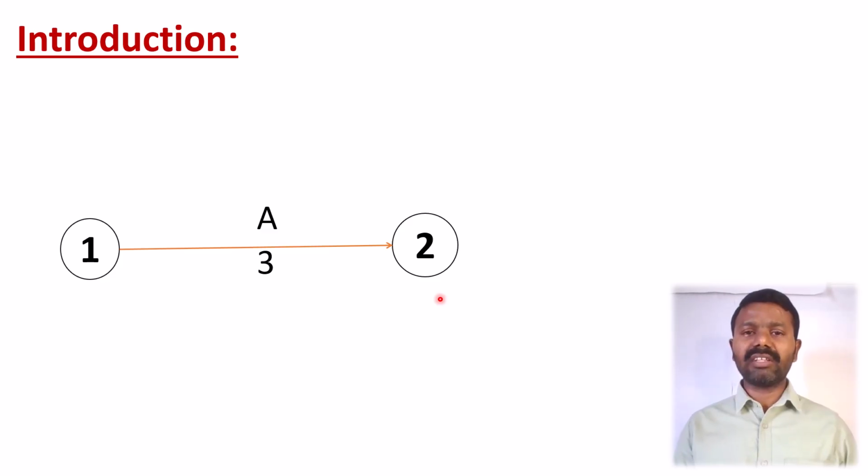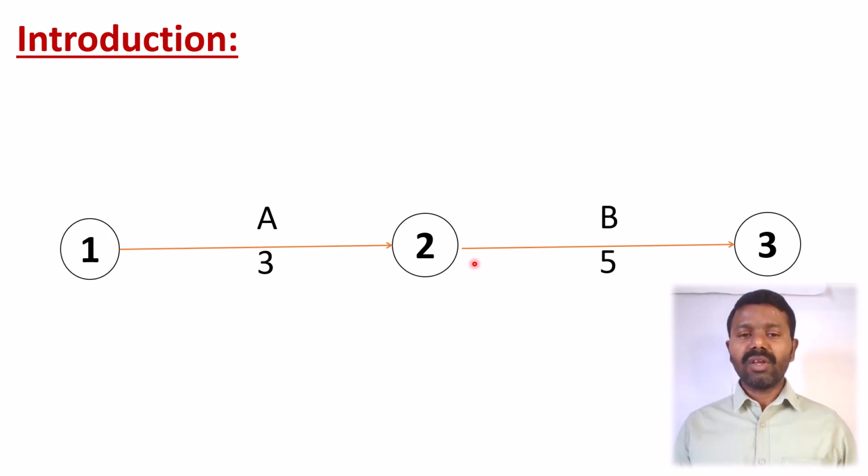If there are several activities in the project, let us consider another activity. Here the activity name is B, the activity duration is 5, and this activity starts at node 2. That means the ending of activity A will be continued by activity B, which lasts 5 days, and the ending of activity B is node 3. So these 1, 2, 3 are called nodes, and A, B are called activities.